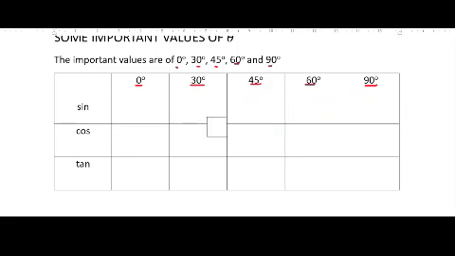So now that you know the value of all of them, we'll write them directly. 0, 1 by 2, 1 by root 2, root 3 by 2 and 1 over here.